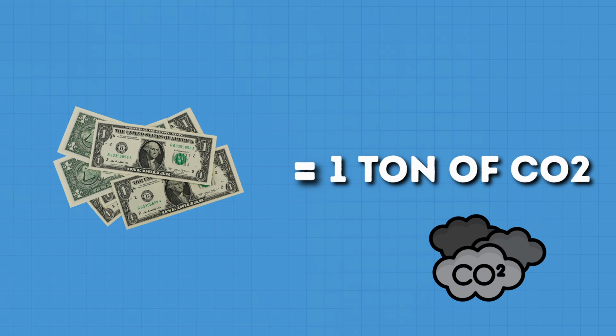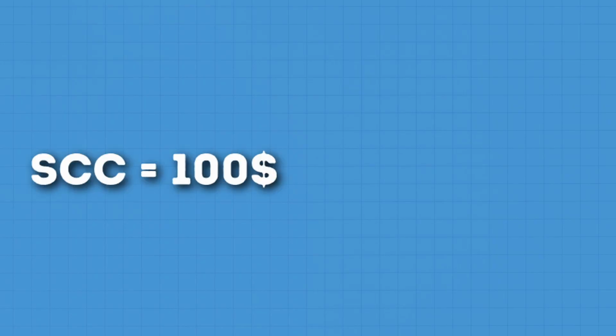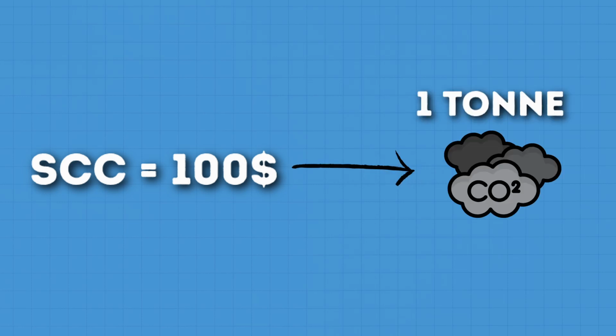It's essentially the monetary cost of emitting 1 extra tonne of CO2. In other words, if for example the social cost of carbon is 100, then emitting 1 extra tonne would cost the world $100. What do we use this number for, and why does it matter?